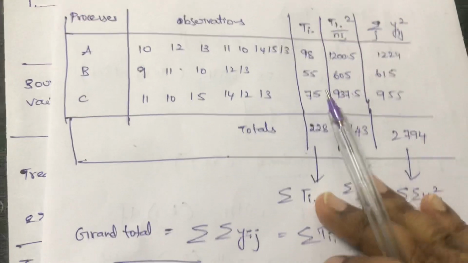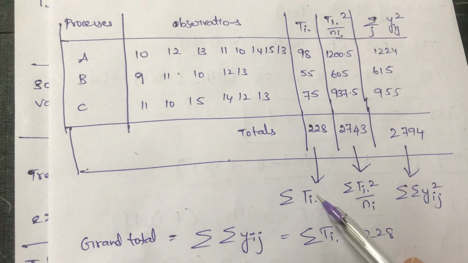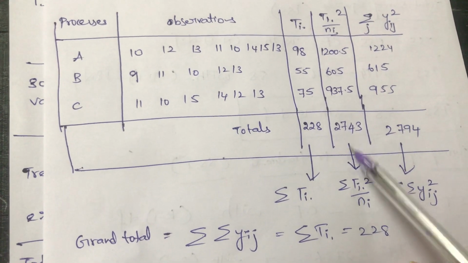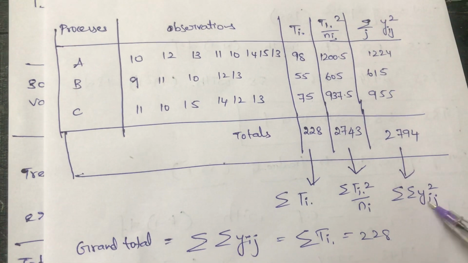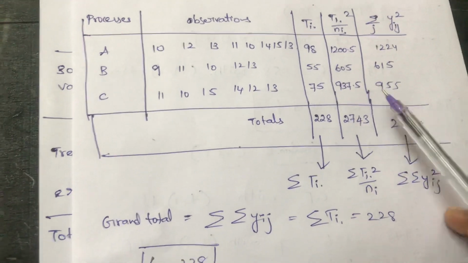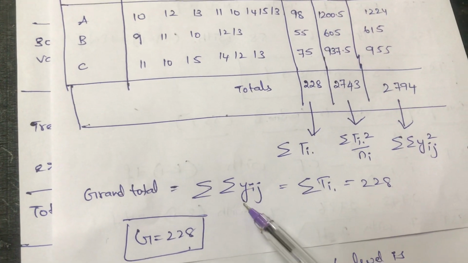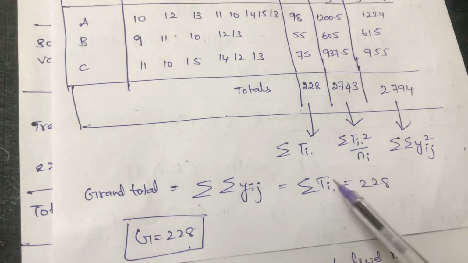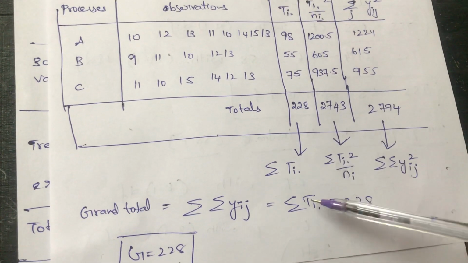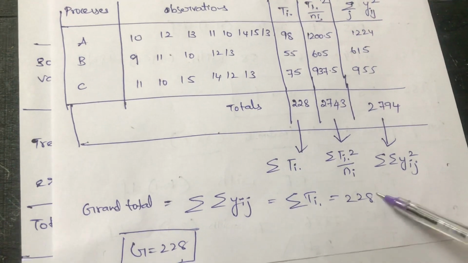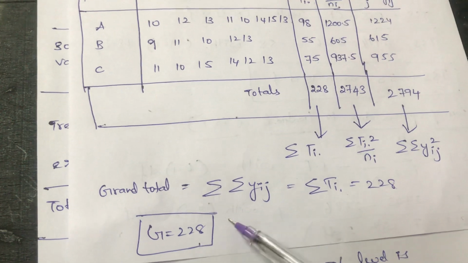After calculating this part, we have to calculate the total of Ti dot and the total of summation Yij square. So these values are known as summations. Summing means the total of all Ti dot square by Ni. This value is the double summation of Yij square. After that we have to calculate the grand total. The grand total is given by the formula: double summation over i and j of Yij is equal to the summation of Ti dot. Just now we have calculated Ti dot; that total is known as our grand total, 2 to 8. So the grand total G, symbolically, is equal to 2 to 8.